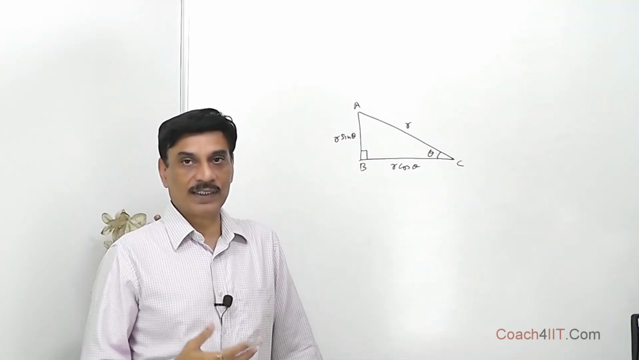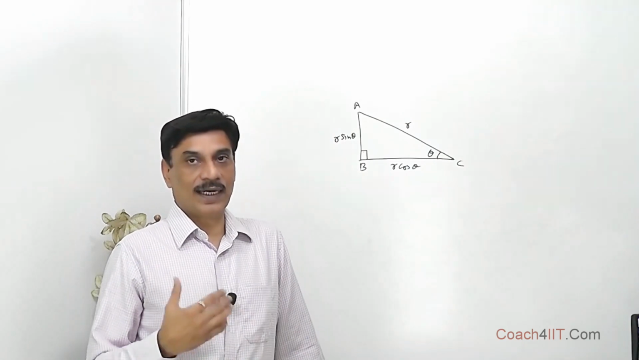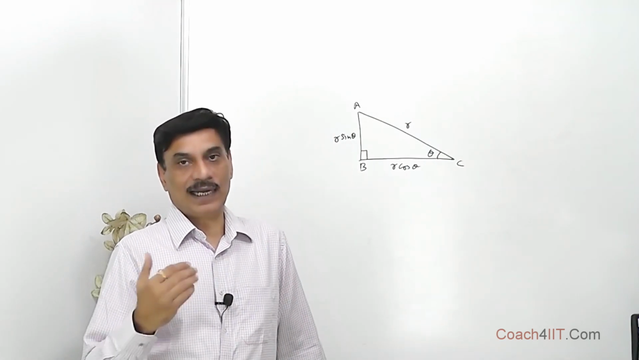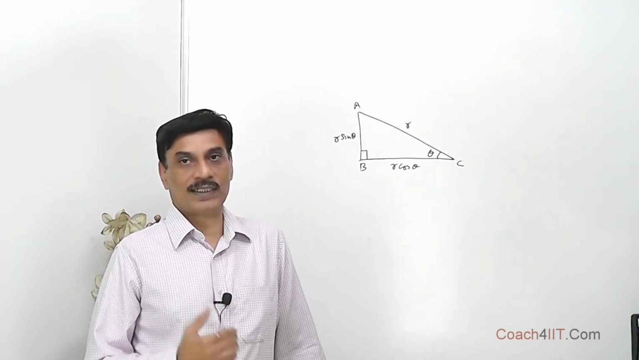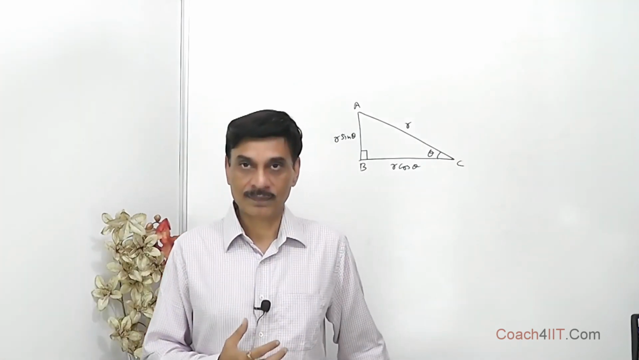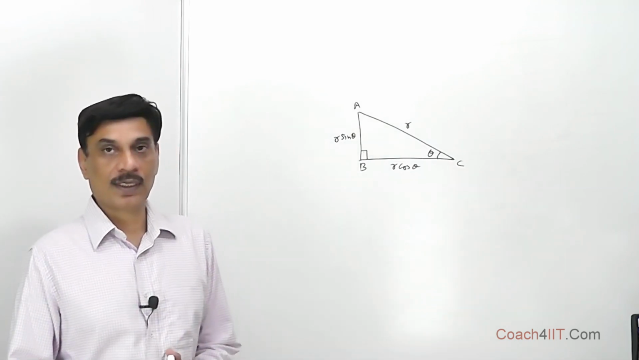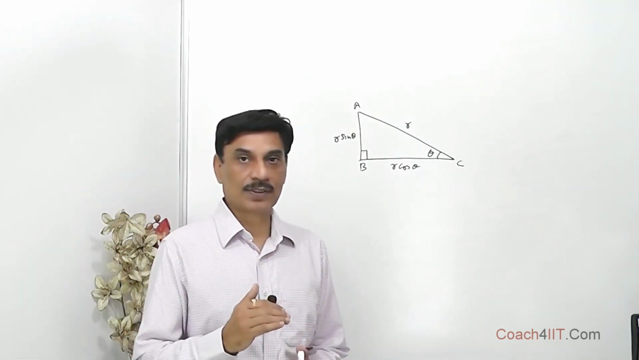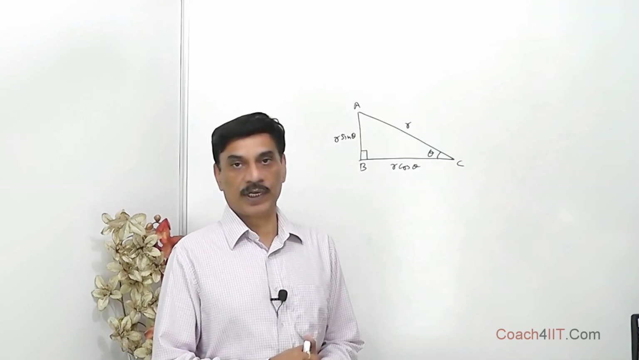You can also find this using sin theta equals perpendicular by hypotenuse, cos theta equals base by hypotenuse, and tan theta equals perpendicular by base. We shall be using this in finding the heights of various points in a vertical circle.